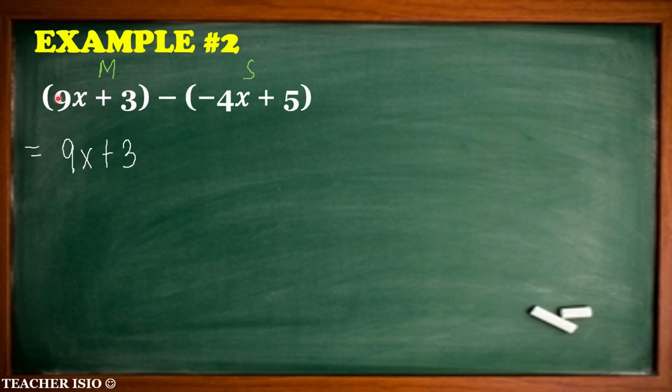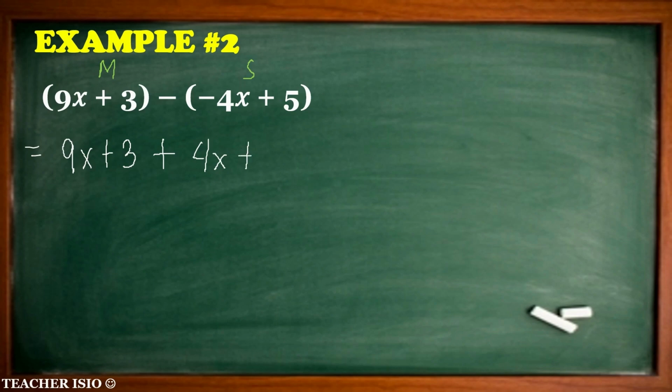Okay? Next, we're going to change the operation into addition. So, subtraction magiging plus. Next, we're going to change the sign of the subtrahend for each terms. Okay? Since negative 4x yan, pag negative magiging positive, pag positive magiging negative. Since negative 4x to magiging positive. So, we have now plus positive 4x.